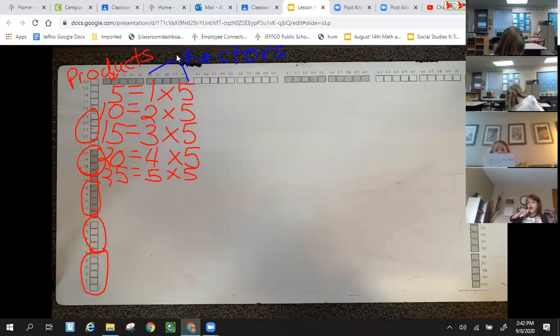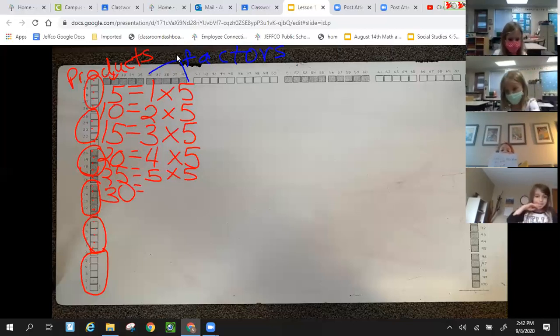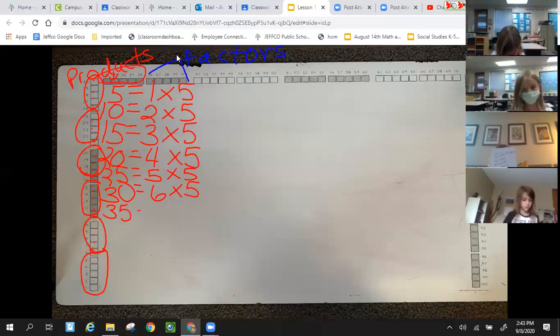Go for it. All right, let's count by 5s. 1, 2, 3, 4, 5. Here we go. You should have gotten 30. How many groups did it take to get to 30? 1, 2, 3, 4, 5, 6 groups of 5. Who thinks they know the next one and could just tell it to us? Ellie, what do you think it is? The next one is 35. And what would the equation be? 7 times 5, 7 groups of 5.